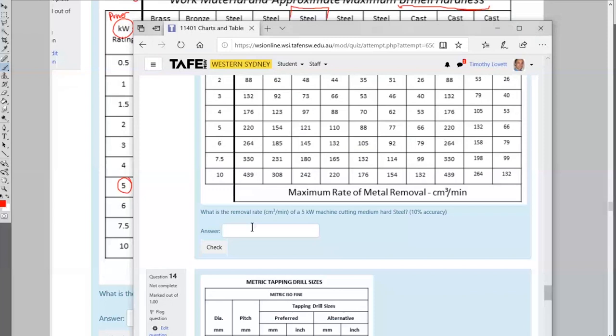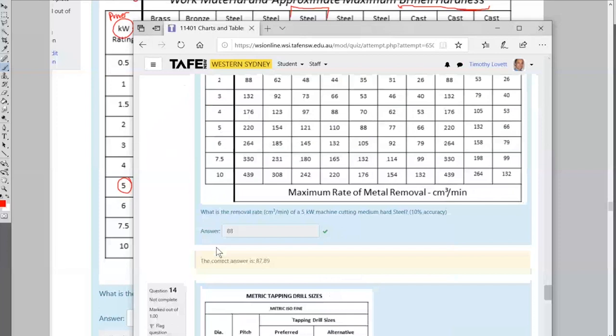So it's 88 cubic centimeters per minute. Good. Next question.